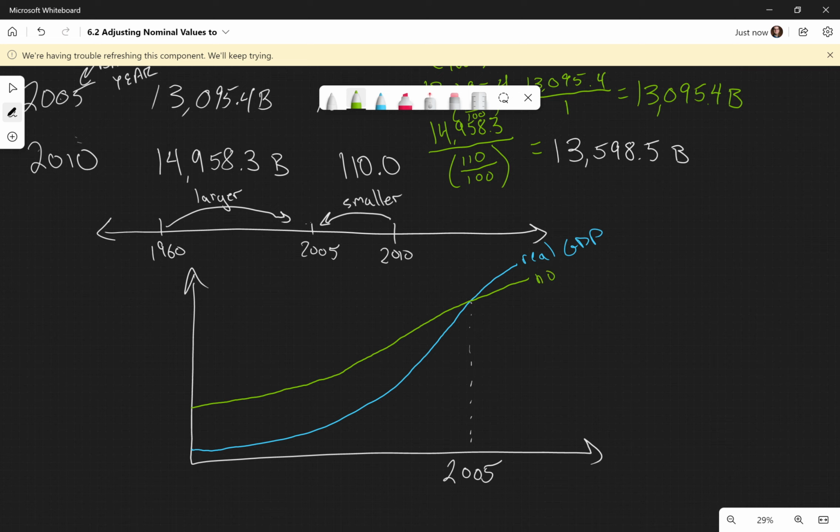Oh, I had that backwards. And this is billions of dollars. And this is time. Always got to label our axes, right?